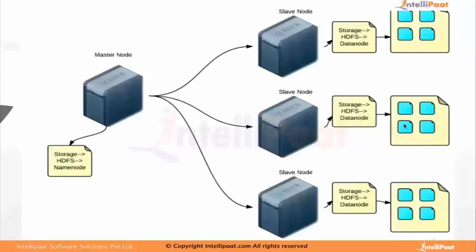Now while it is spread across the cluster, each block will be replicated 3 times. So if a file is 640 MB, it will be cut into 10 pieces of 64 MB each, and each block will be replicated 3 times. So totally there will be 30 blocks. That is how your data would be stored.